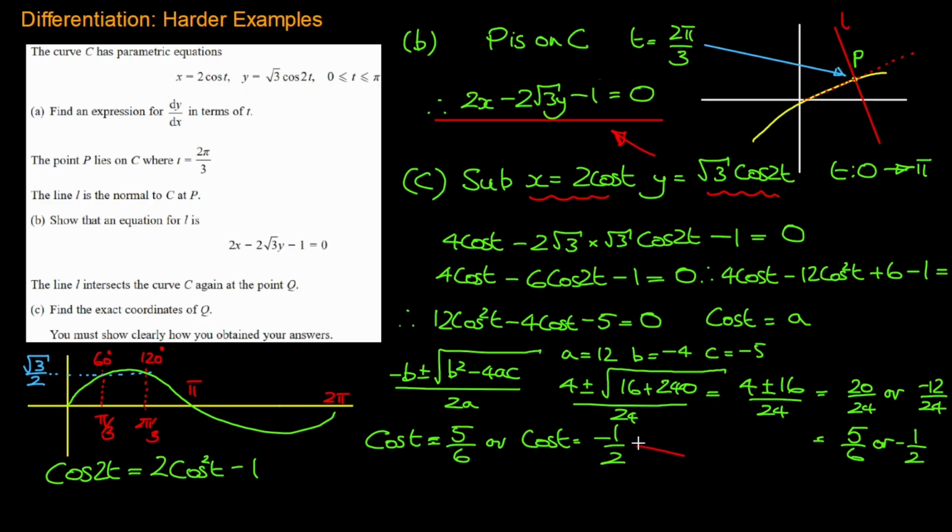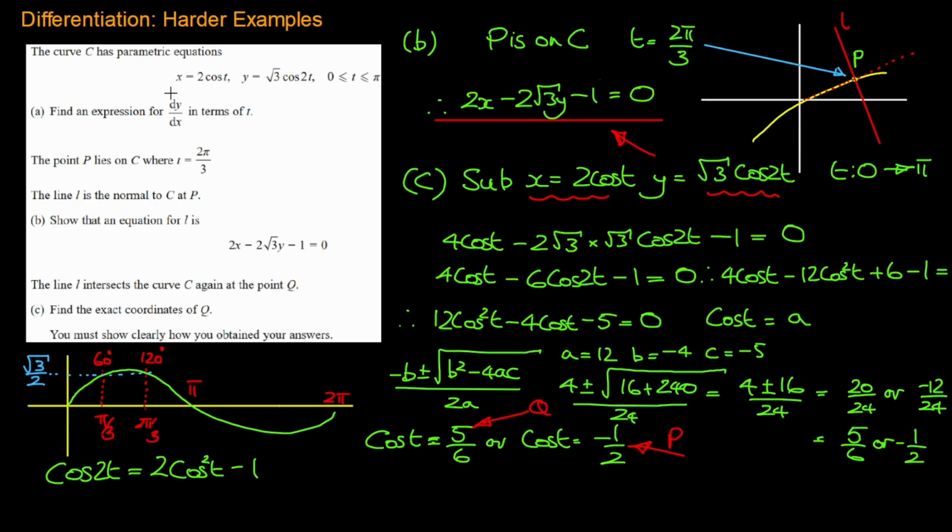Well, cos t equaling negative a half is the solution which ends up at the point P, where t is equal to 2 pi by 3. So this solution here must lead to the point Q. This is the point P, and this is the point Q.